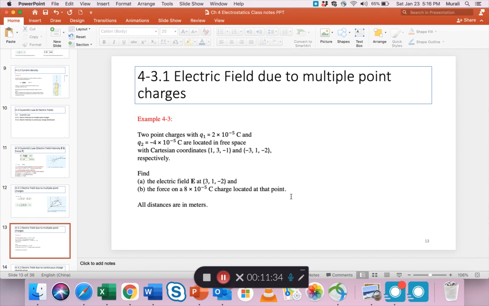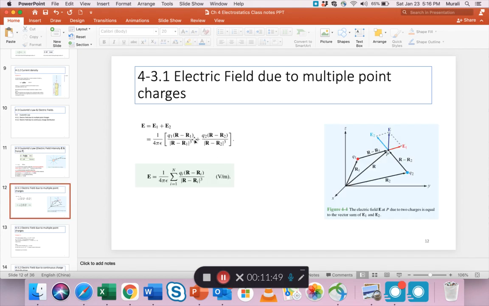And also, if you place a charge of 8 times 10 to the power minus 5 coulombs at that point, what force does it experience? You can see how he does it on page 184. Obviously, when you're given these Cartesian coordinates, you first have to create these vectors, r1, r2, r, and so on. So he shows you how to do that.